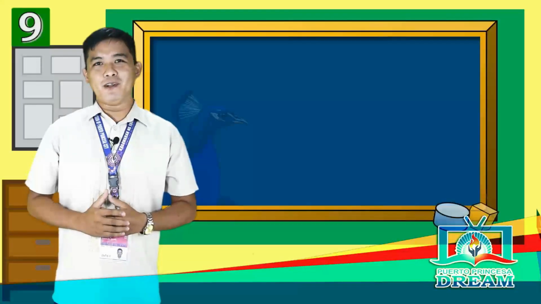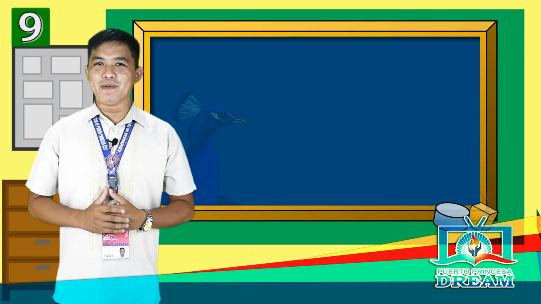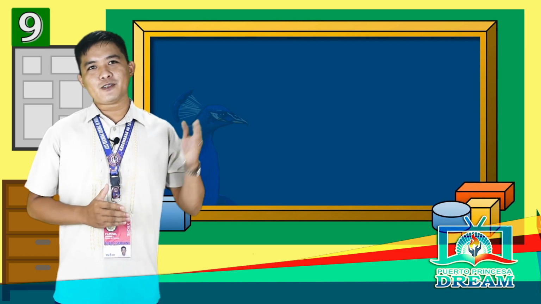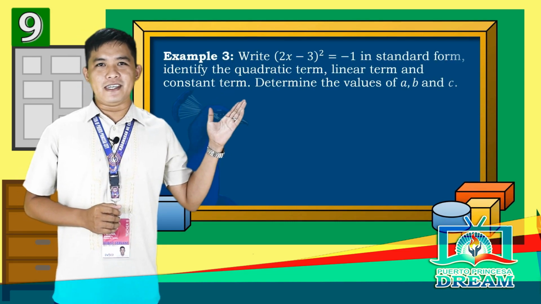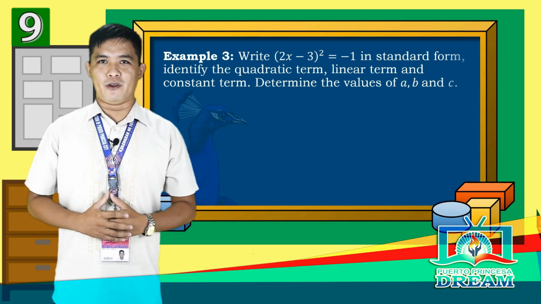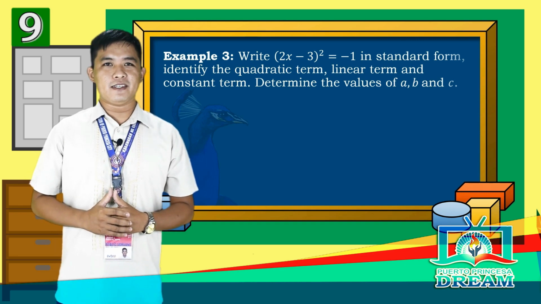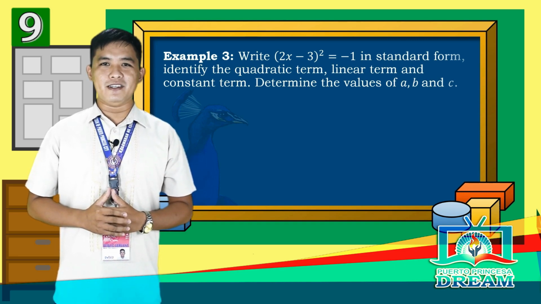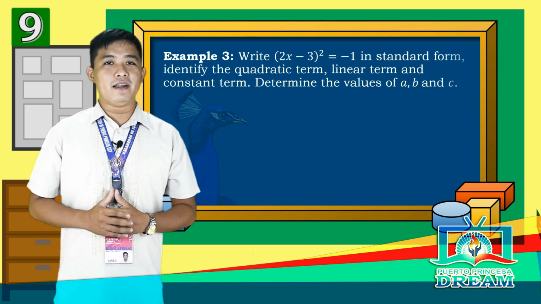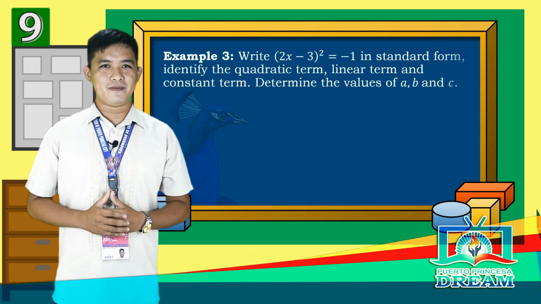The third example also requires your skill in expanding a binomial. Write the square of the quantity 2x minus 3 equal to negative 1 in standard form. Identify the quadratic term, linear term, and constant term. Determine the values of a, b, and c.